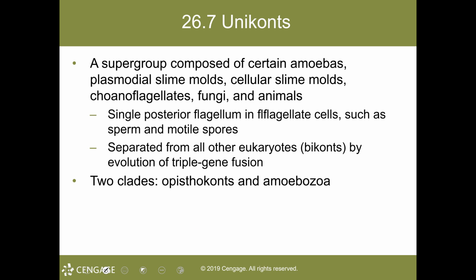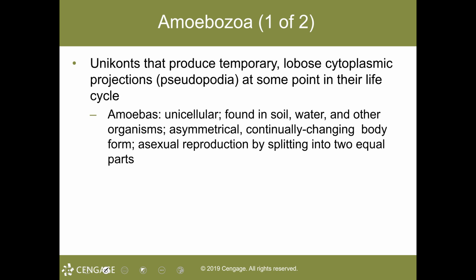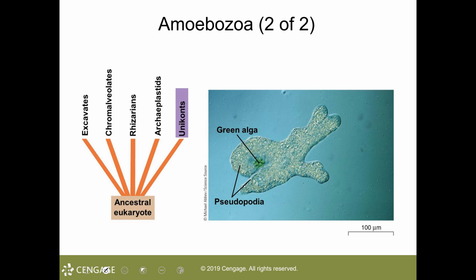Next up, class, are the unikonts. The unikonts include the amoebas, the plasmodial slime molds, cellular slime molds, and choanoflagellates. It also includes the fungi and animals, but of course, we won't necessarily get to those because this is on protists. Alright, so the unikonts, class. As they are here, we have the amoebas, which are unicellular, found in soil and water and other organisms. They are asymmetrical and they change their body form continuously, reproducing asexually by splitting. So that is an amoeba, as you also see in lab.